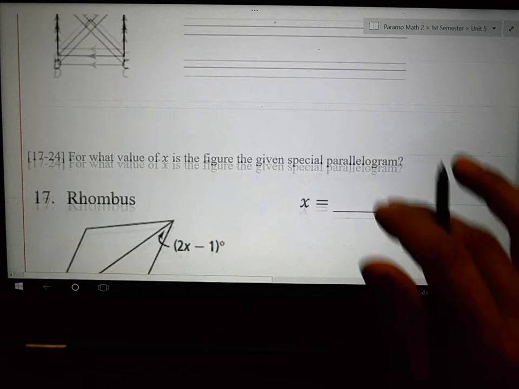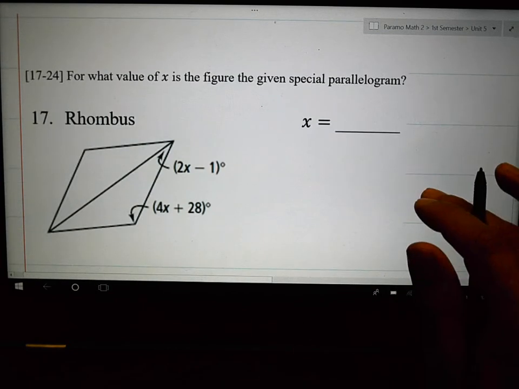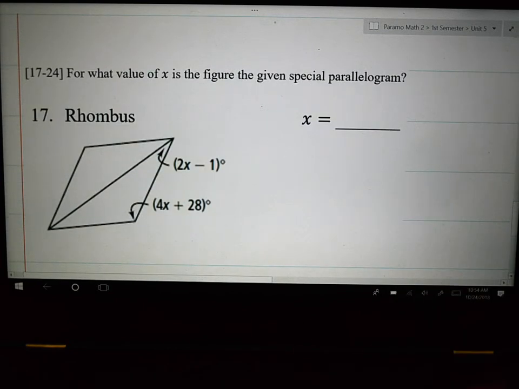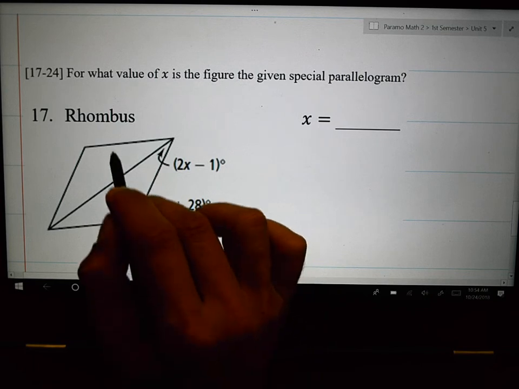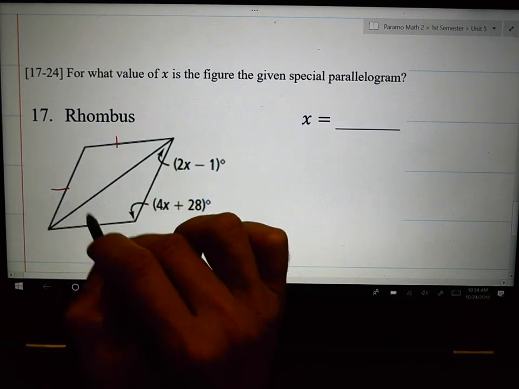Last example. Number 17. For what value of x is the figure the given special parallelogram? It needs to be a rhombus. They tell us this is 2x minus 1. This other one's a 4x plus 28. They want to know what x is equal to. Well, if it's a rhombus, this is sometimes what I do. I go, okay, it's a rhombus. All 4 sides have to be the same.